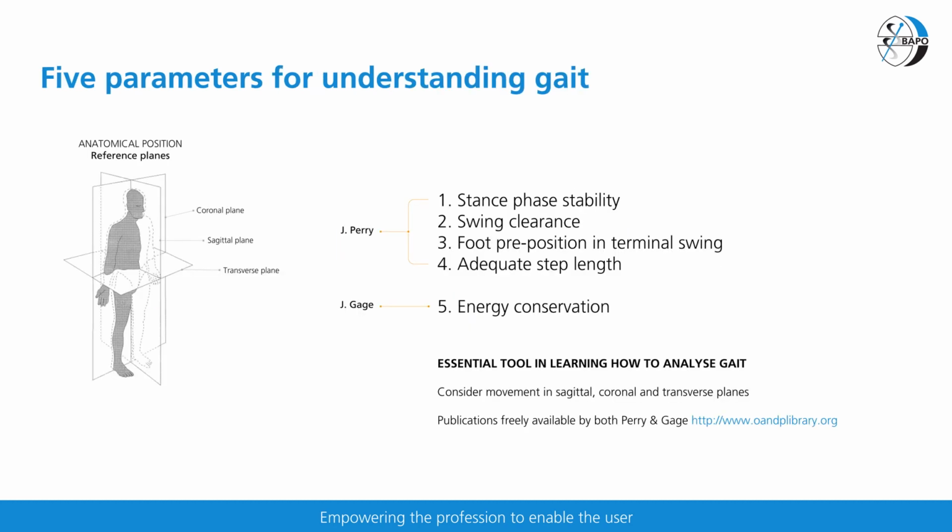Combining these 4 parameters together, Gage has also added the important 5th parameter, which includes energy conservation and how the body adapts to achieve the phases of gait. This will be particularly important for prosthetists, orthotists, and rehabilitation teams when assessing individuals for their devices and gait training to see where the discrepancies, challenges, and inefficient gait patterns occur.